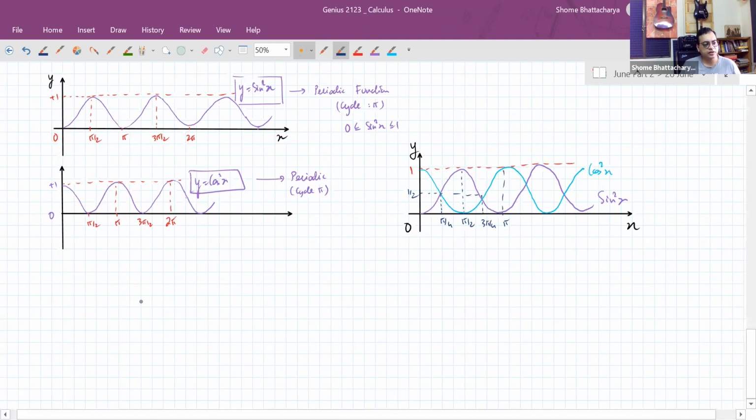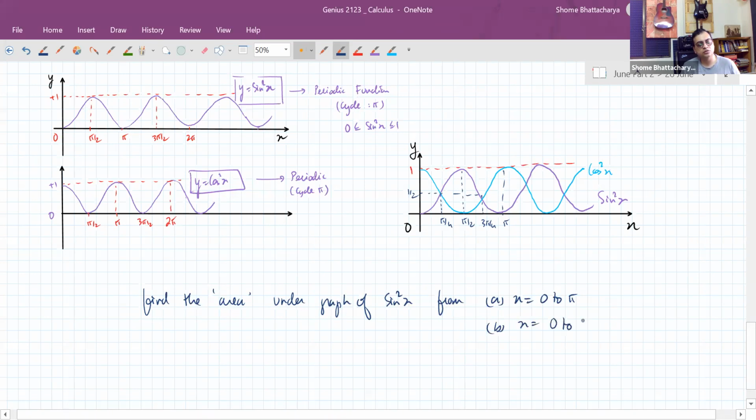Anyhow, if I want to find the area under the graph of sine square x from x equal to 0 to pi, and x equal to 0 to 2 pi, and then I want to repeat that for cos square x, same. Just work it out, these two.